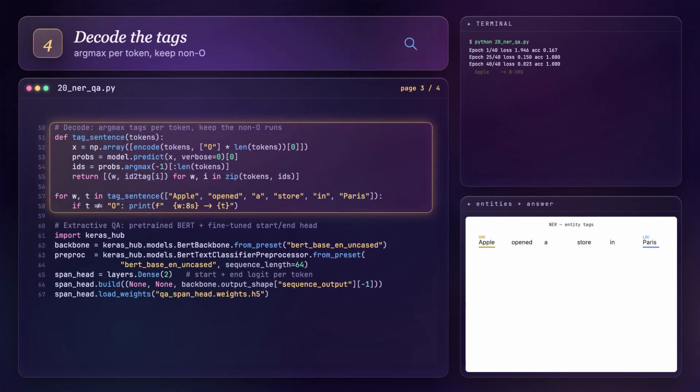Decoding. We run the trained model on Apple opened a store in Paris, argmax across the tag axis at every position, and map the IDs back to tag names. Then we sweep the tokens and collect the runs. Anything that isn't O is an entity. Apple comes out B-ORG, Paris comes out B-LOC, and everything else is filtered away.